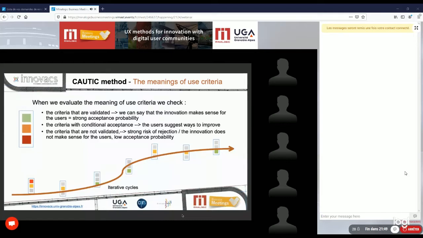When there are criteria that are evaluated with a conditional acceptance, that means that there are some ways to improve that are suggested by the users. And the criteria that are not validated means that there is a strong risk of rejection. The innovation does not make sense for the user. There is a low acceptance level. We have to reconsider deeply the innovation concept. And it is interesting to repeat this evaluation to accompany the design process and the life cycle of the innovation, so you can improve and check regularly your product or service in order to check whether it meets or not the user expectations.